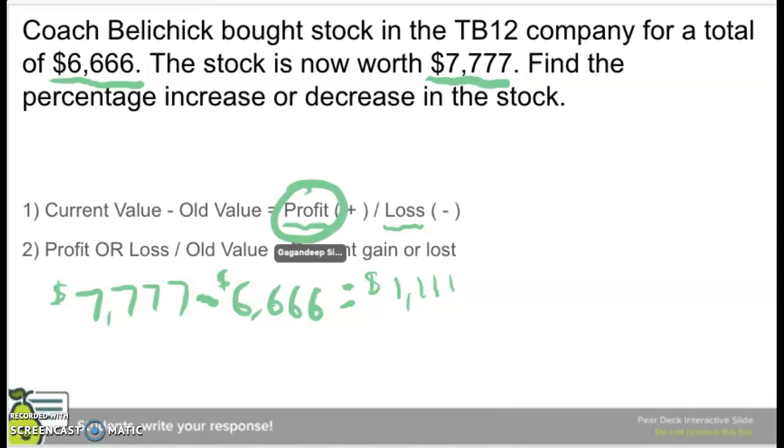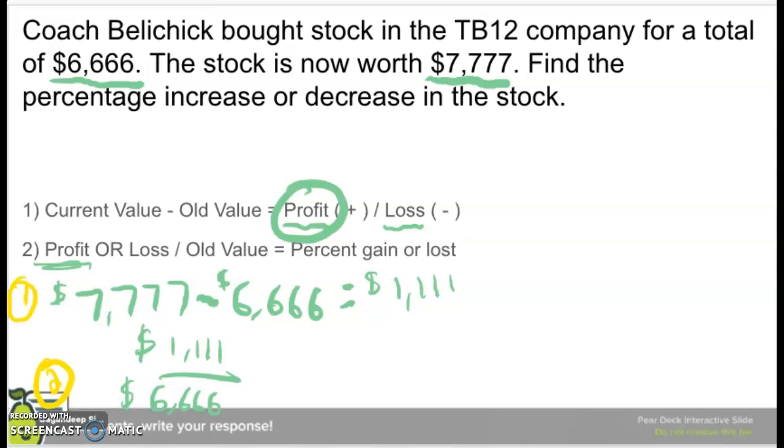So we're going to go ahead and take our profit now of $1,111, and we're going to divide it by the old value, what it used to cost, which is the 6,666, okay? And just so we're all on the same page, this is our first step, this is our second step, okay? And now if we divide that, we're going to get our percent gain, okay? Because we know it's already positive. So now let's go ahead and do that.